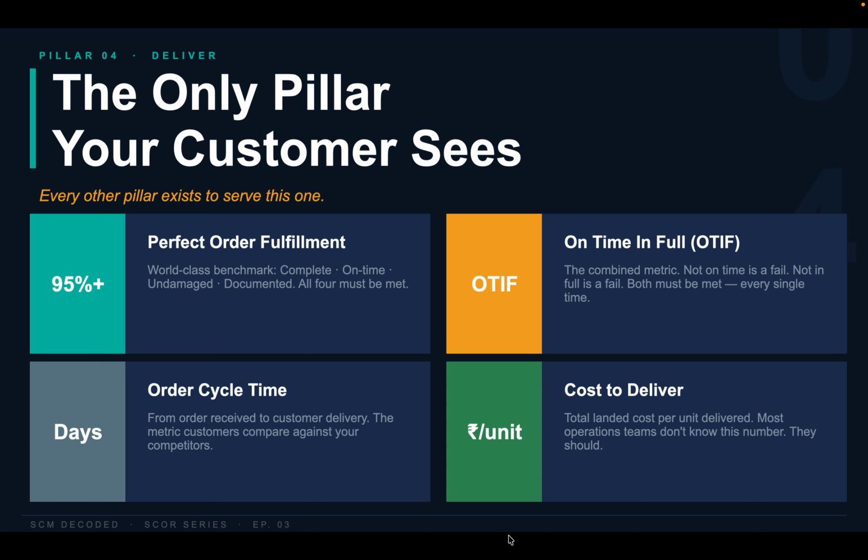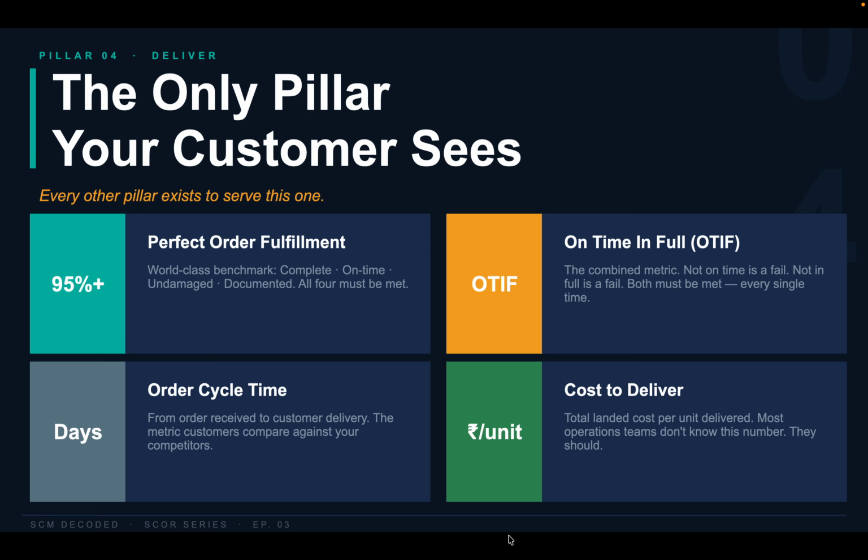The 4 conditions are: the order has to be complete, on time, undamaged and correctly documented. So the achievement rate for world-class organizations over here is 95% and above.